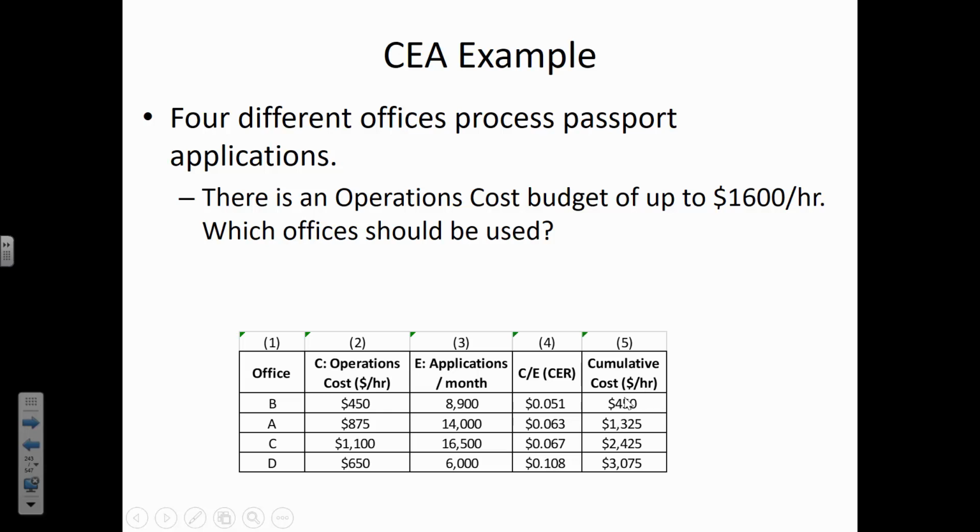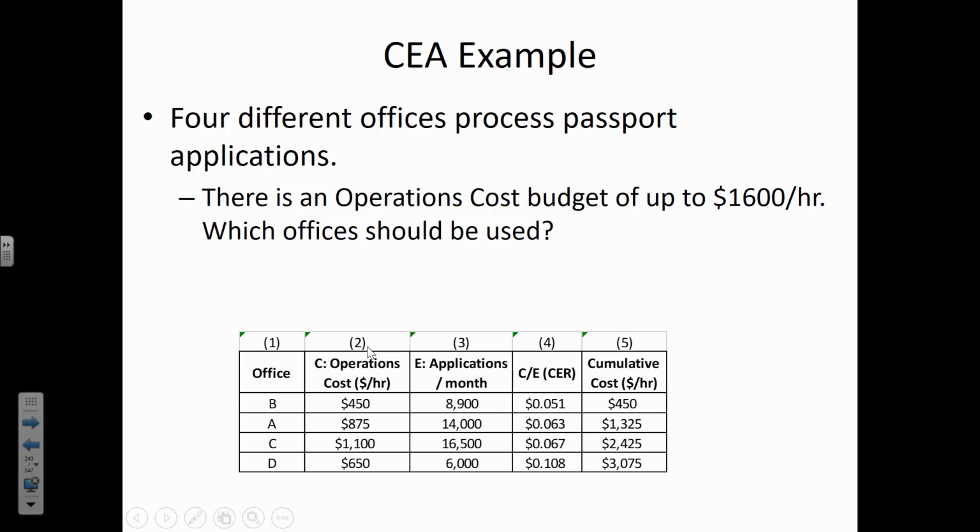And so you can see Office B, if you only have Office B operational, it costs you $450 per hour. But if you have Office A and Office B open, then it would be $1,325 per hour. So for a limit of $1,600 per hour, what you'd select is you'd select Office B and Office A, and then that would maximize the number of applications you can process.